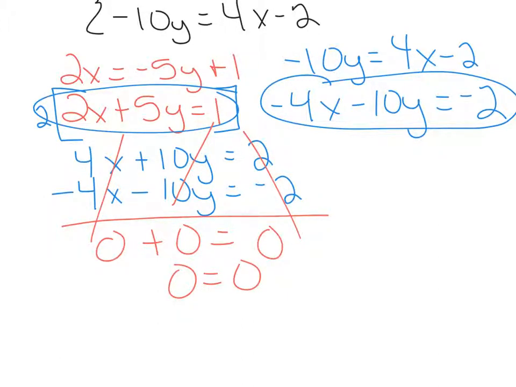Similar to example 1, except example 1 said 0 equals 19. This is a true statement. 0 does equal 0. So when you get a true statement, it doesn't mean no solutions. A true statement means there are infinitely many solutions.